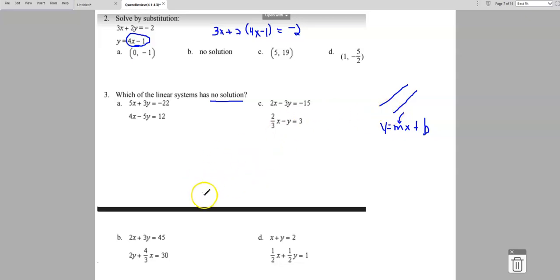Okay, so that's what you need to do on number 3. I would recommend doing it that way. You could also use elimination to solve this, but again, I personally think y equals mx plus b is the easier way to go on this problem. So I'm recommending that you do that. All right.